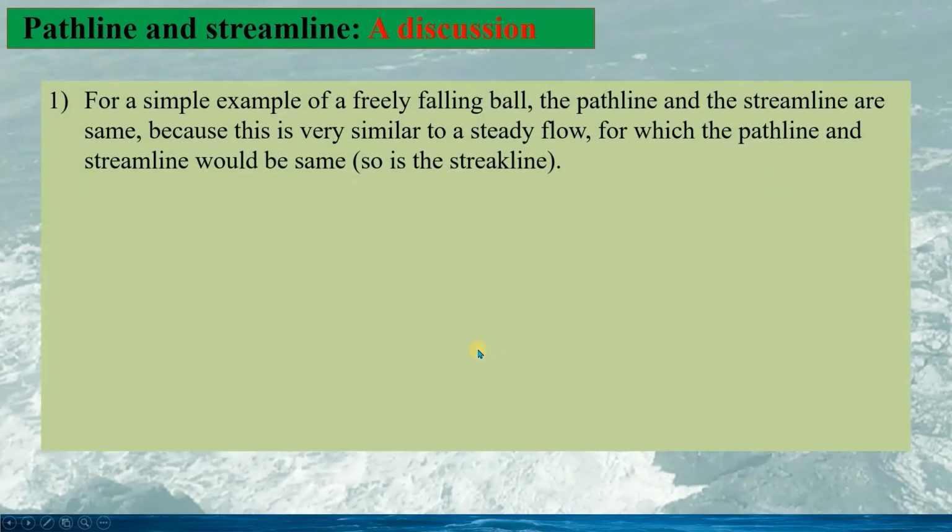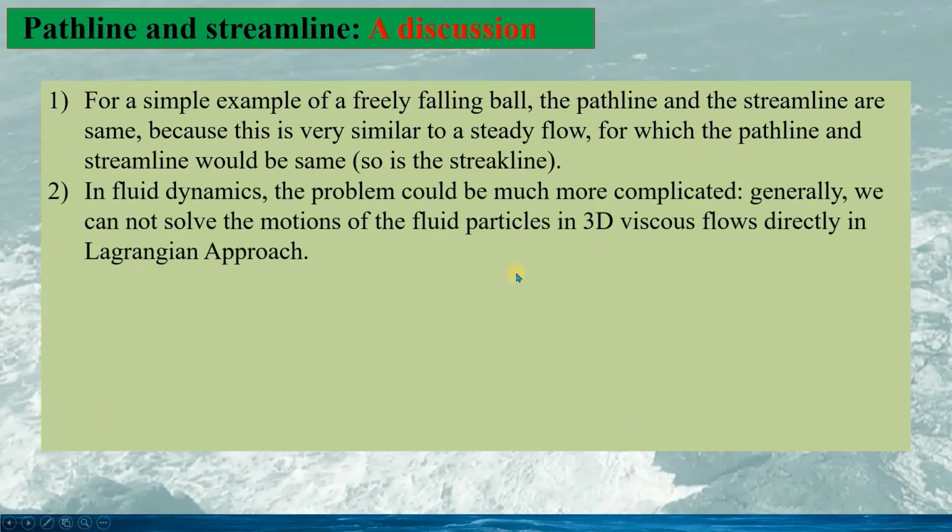In the last slide, a discussion would be made for the pathline and the streamline. For the simple example of a free-falling ball, the pathline and the streamline are the same. We solve from the dynamic equation and from the streamline equation. Because this falling ball is very similar to a steady flow, and we know for a steady flow, the pathline and the streamline would be the same. So is the streakline.